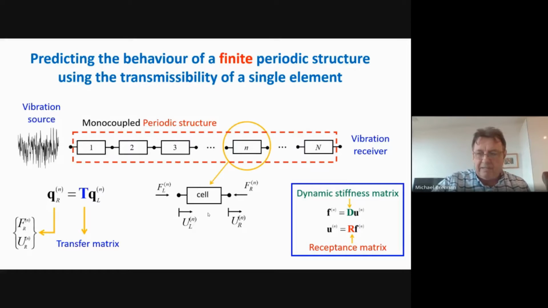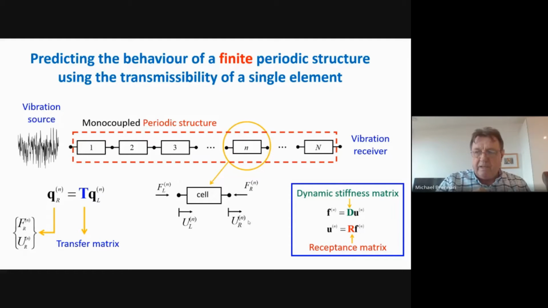When I say transmissibility, what I mean is the displacement transmissibility, which is the displacement on the right-hand side, UR, divided by the displacement on the left-hand side, UL. And what we do is we focus in on this quantity for a single cell. And once we've got that, we can predict the behavior for the whole structure.